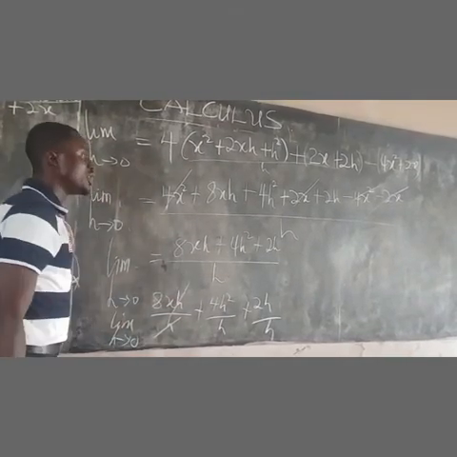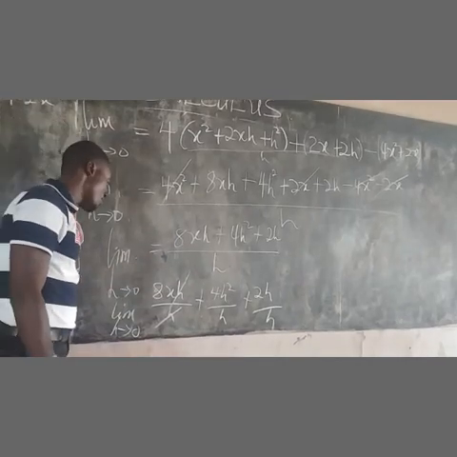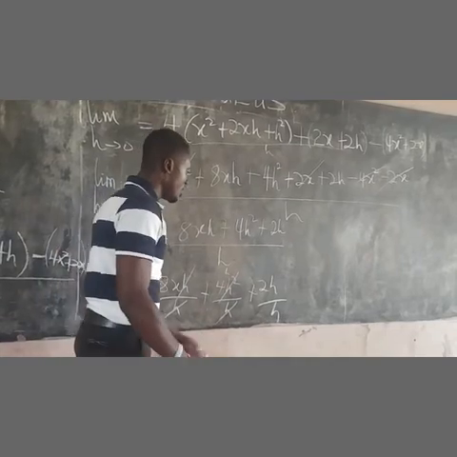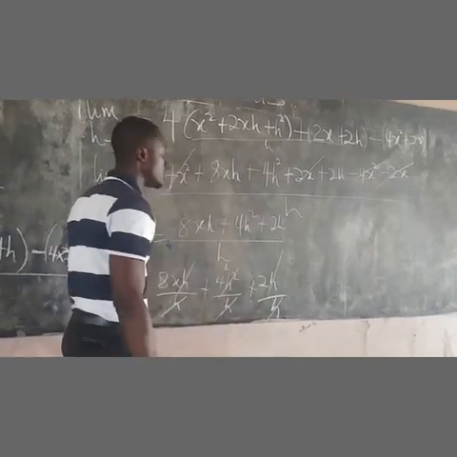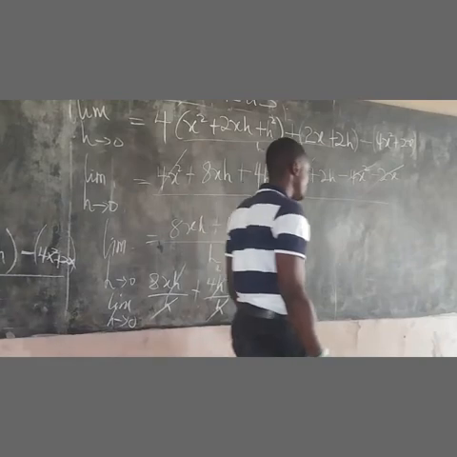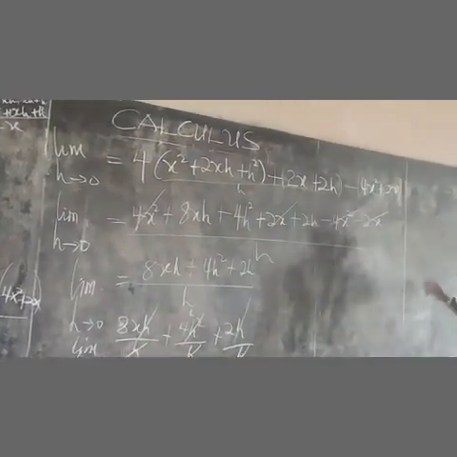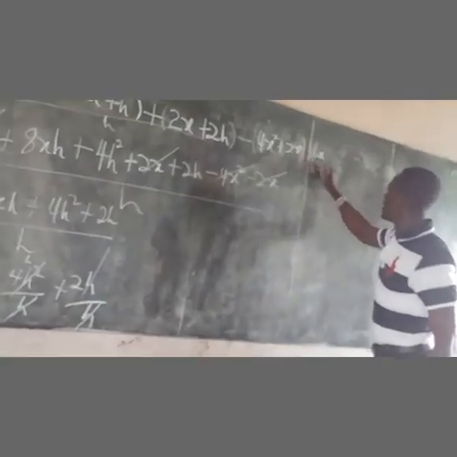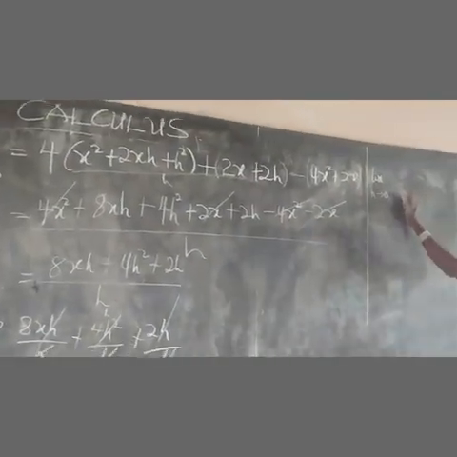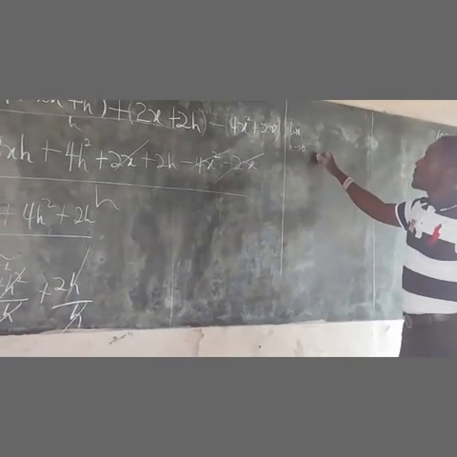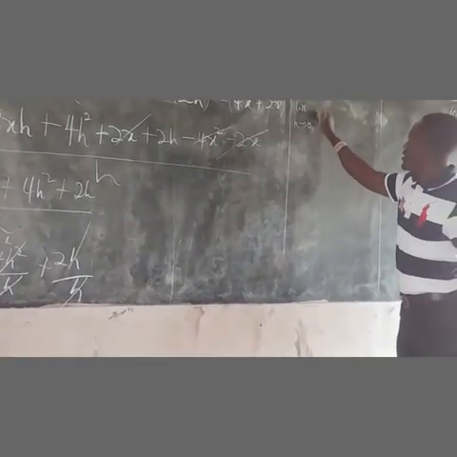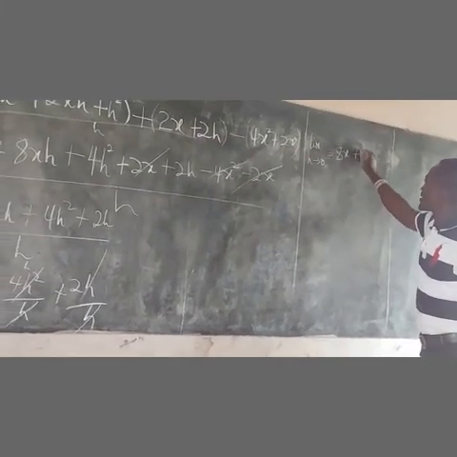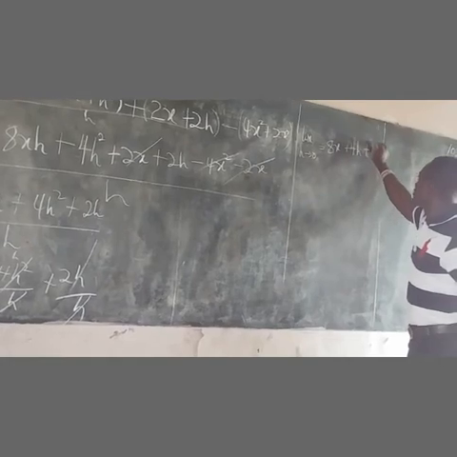h goes into 8xh, 8x. h goes into 4h squared, 4h. Then this h will do away with this h. So our expression now becomes the limit as h approaches 0. Then you write this is equal to 8x plus 4h plus 2.